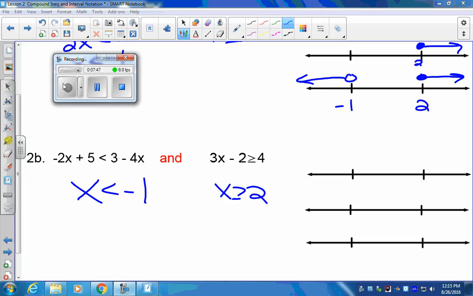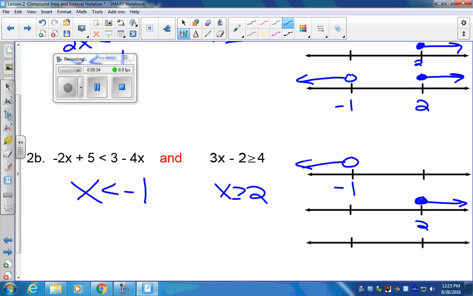All right, so I can go ahead to my number line again. Let's take a look at what happens. Negative 1 to the left, 2 to the right. Since this is an and, I'm looking for where they overlap. But what do we notice? They don't overlap. There is no intersection between these two.